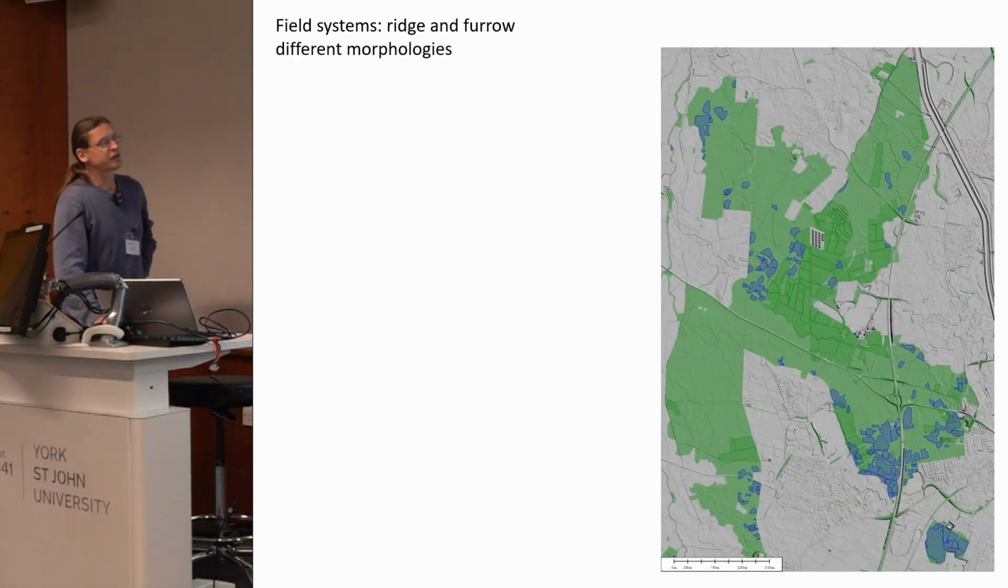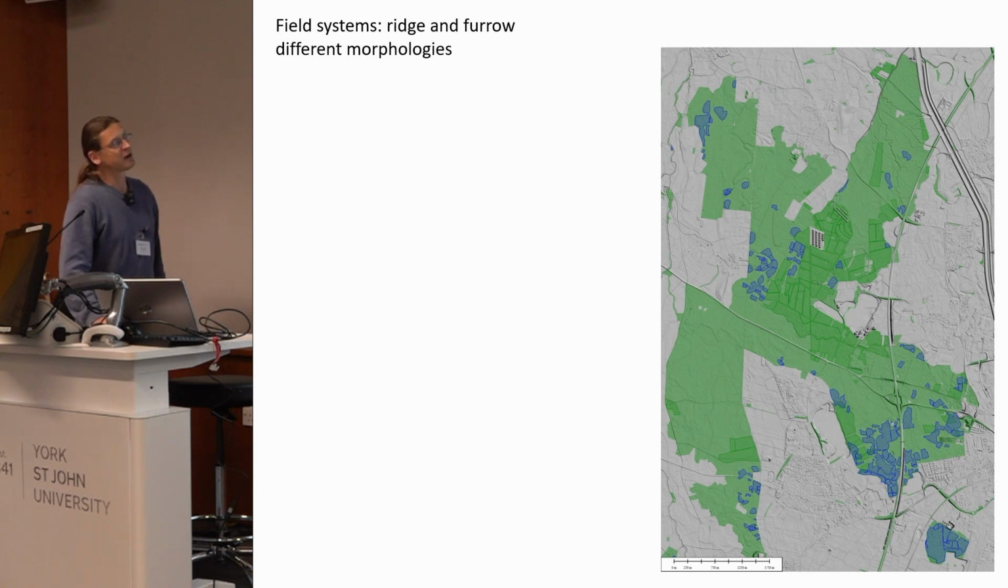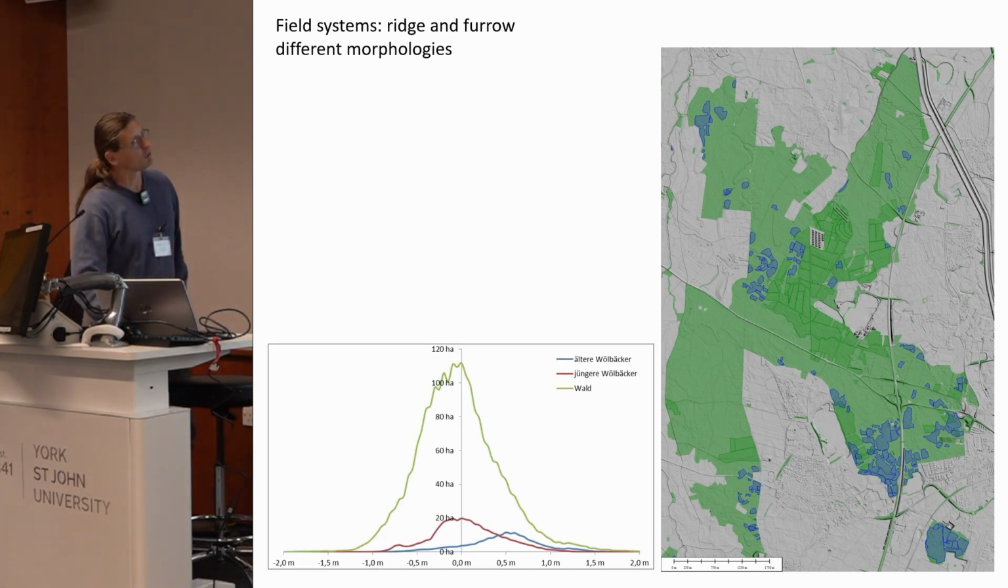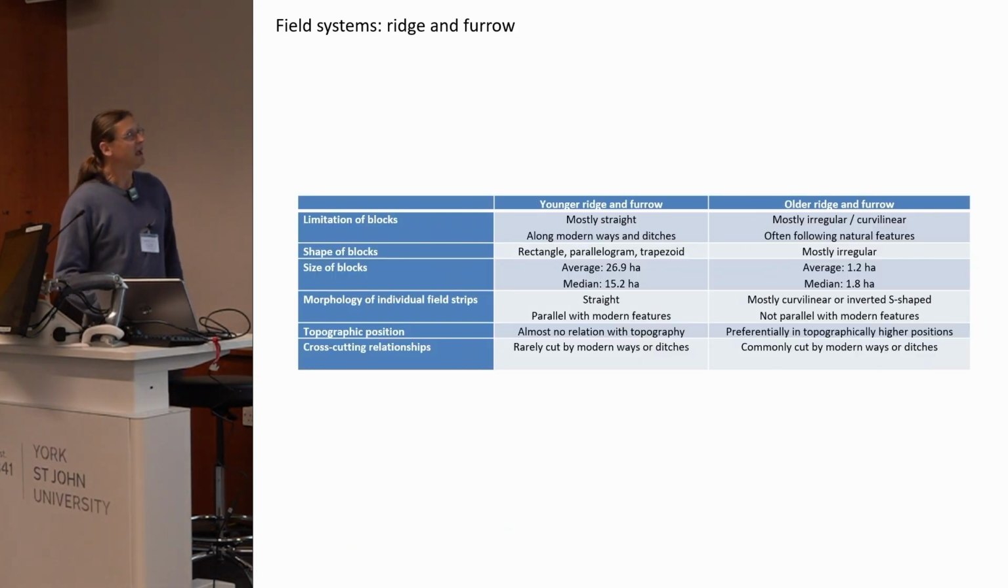So you look at the distribution of those ridge and furrow fields, and you can separate between this darker green, which are the younger ridge and furrow fields, and this bluish color, which are the older type. We can also compare the topographic position, where you see that the younger ridge and furrow are in both the higher and lower lying parts of the forest, whereas the older ridge and furrow are preferentially located on the higher lying topography.